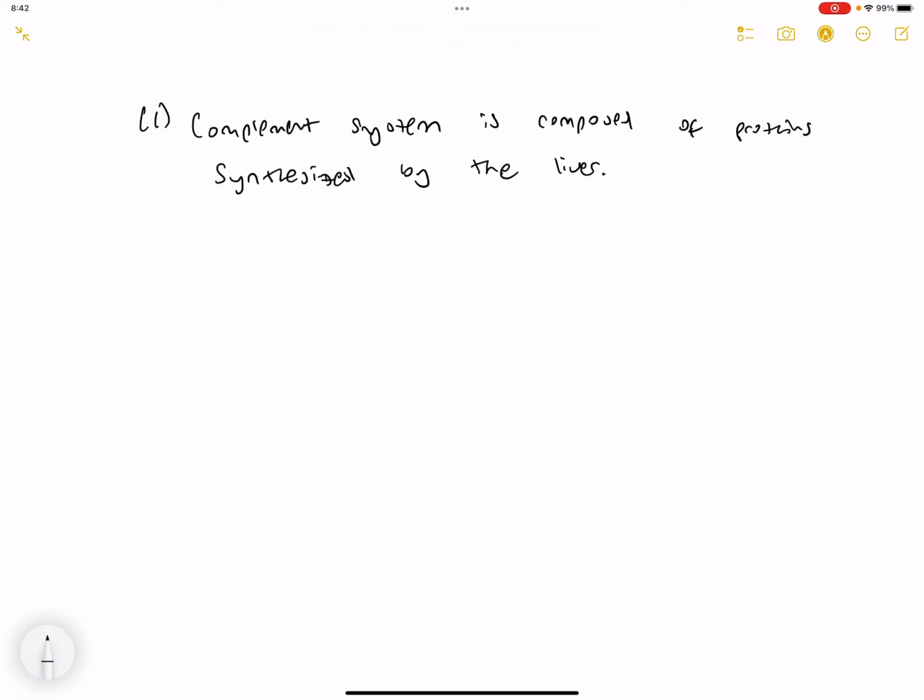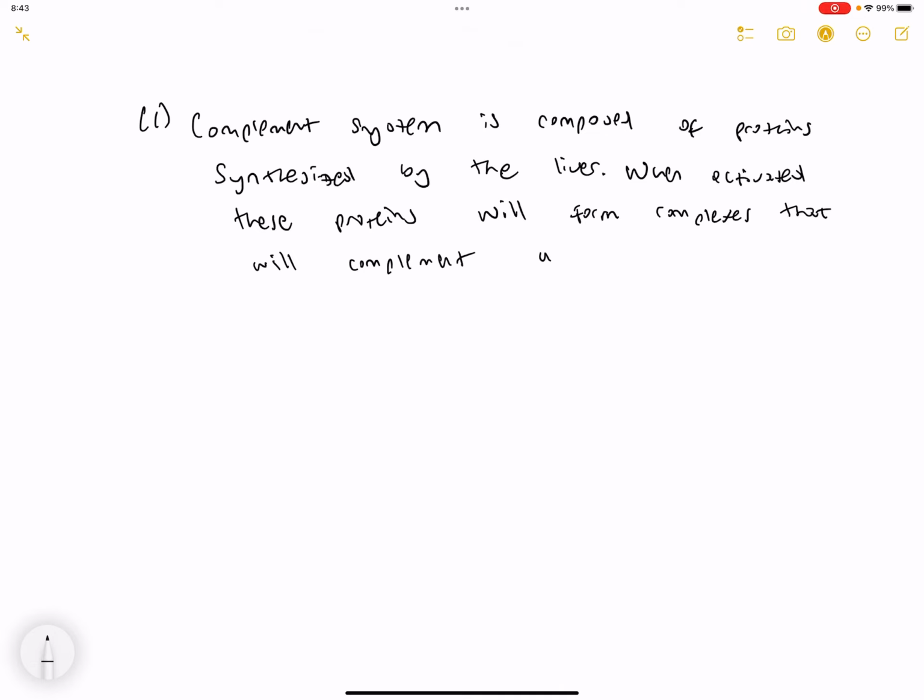When activated, these proteins are going to form complexes that is going to complement acute inflammation. Let's also write this down. So when activated, these proteins will form complexes that will complement acute inflammation.